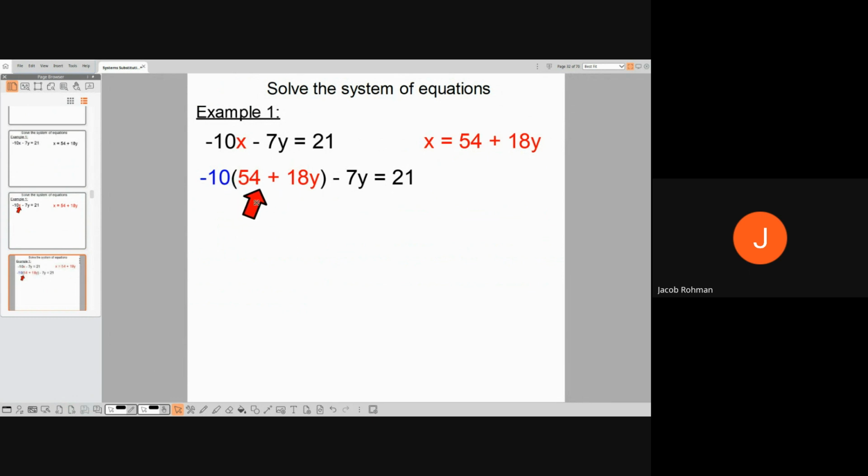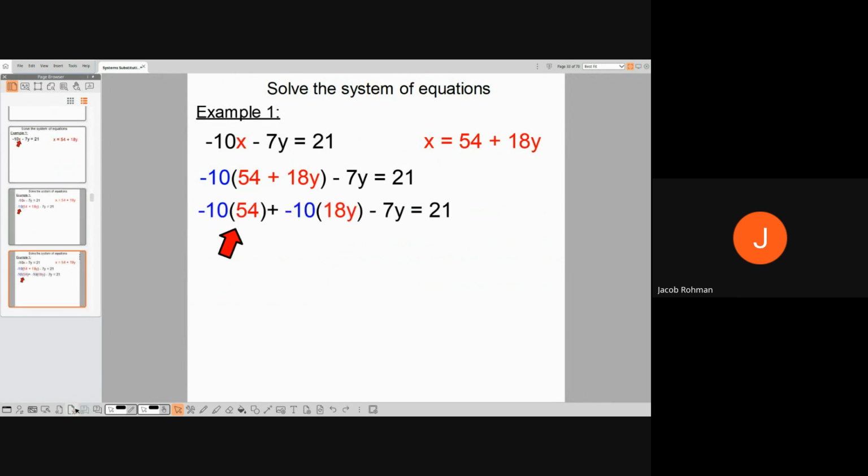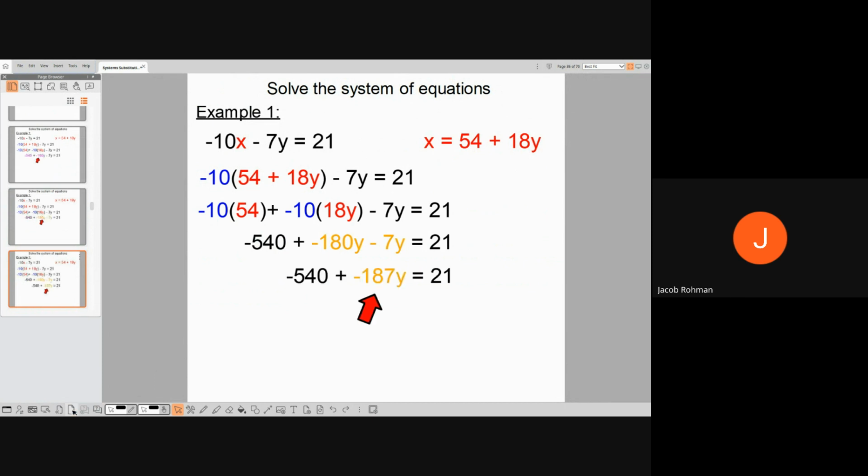In order to break this out of the parentheses, we have to use the distributive property. The negative 10 is going to get multiplied to the 54 and to the 18y. When we do that, we get negative 540 and negative 180y. Then I can look at the like terms on the left side of the equation: negative 180y and negative 7y, which combine to give negative 187y. Now I can solve this two-step equation by adding 540 to both sides.